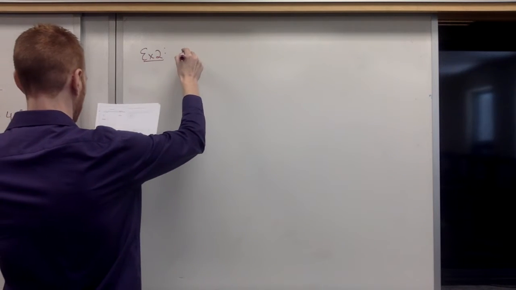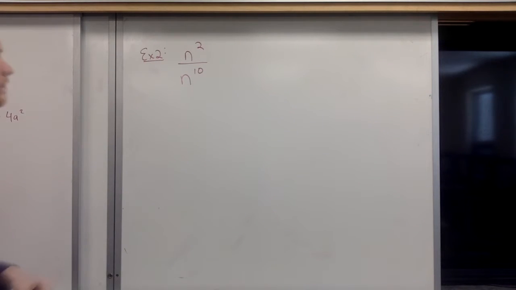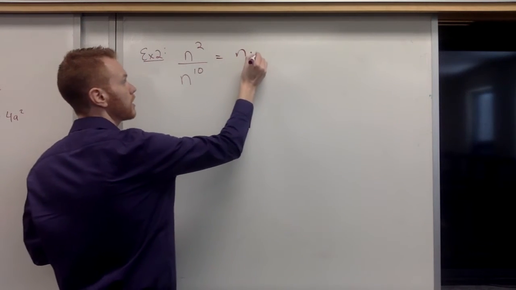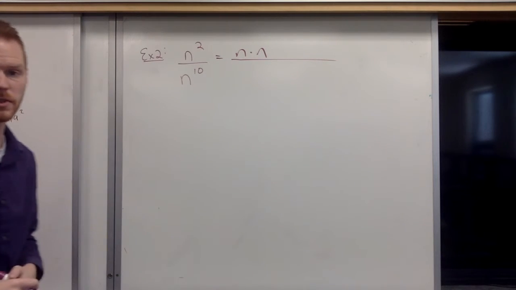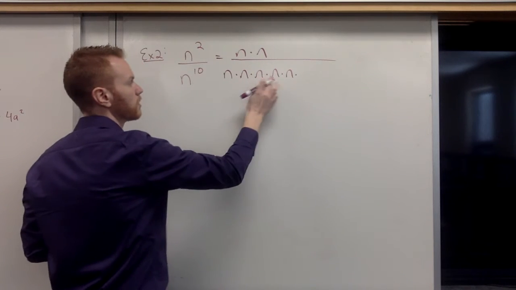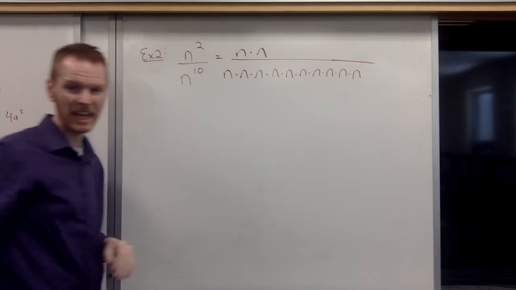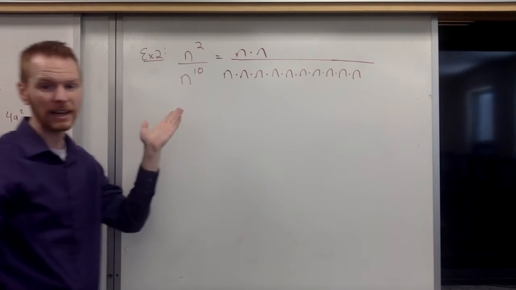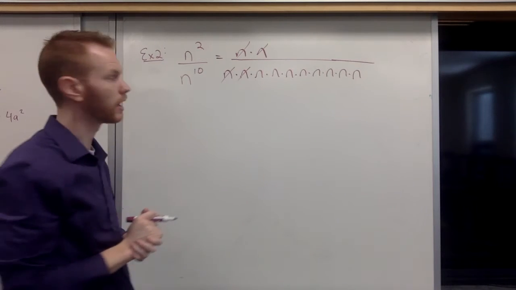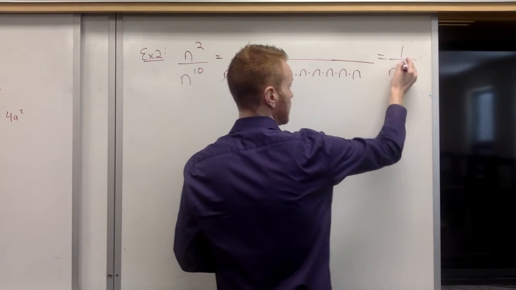All right, example 2. Okay, we're dividing, and what I'm going to do is I'm going to expand this first. So n squared is just n times n, right? 2 n's. N to the 10th power: 1, 2, 3, 4, 5, 6, 7, 8, 9, 10. Okay, means there's 10 n's there on the bottom. By canceling things out, I can see that 2 n's up top can cancel with 2 n's on the bottom. What's left is 8 n's, huh? So the answer would be 1 over n to the 8th power.